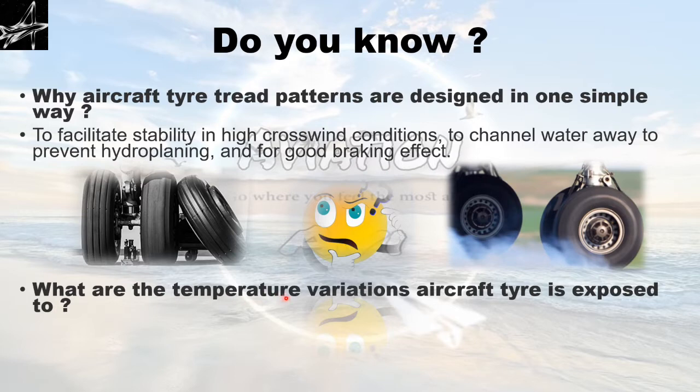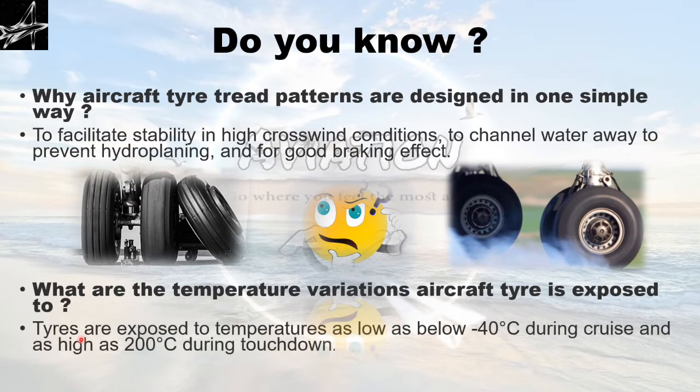What are the temperature variations an aircraft tire is exposed to? Tires are exposed to temperatures as low as minus 40 degrees during cruising at 30 to 40,000 feet of altitude, and as high as 200 degrees during touchdown.